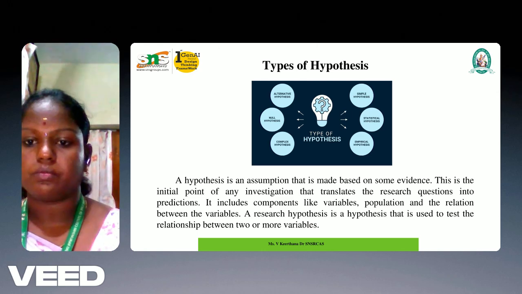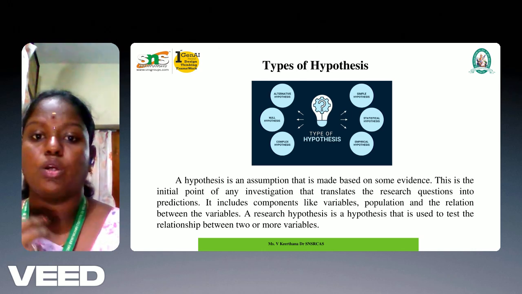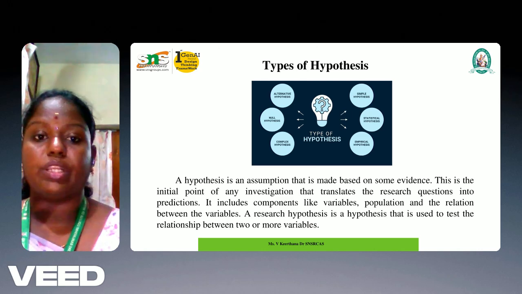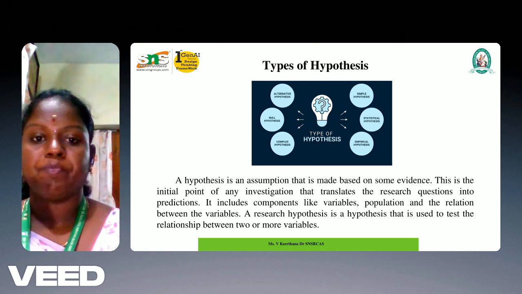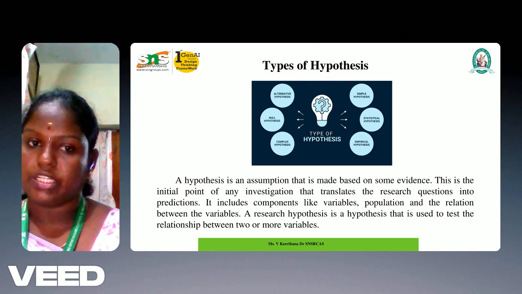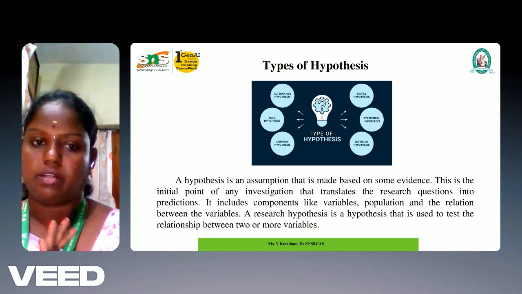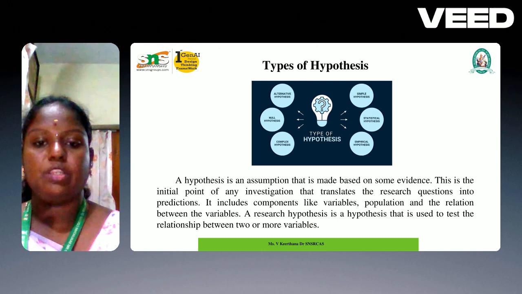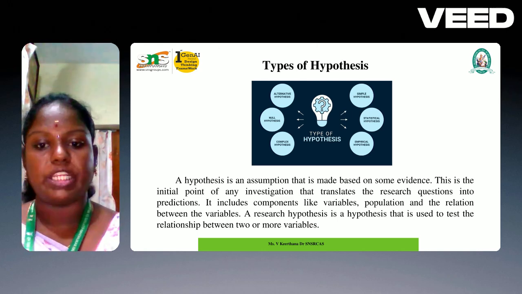Okay. Next is complex hypothesis. It shows the relationship between two or more dependent variables and two or more independent variables. Simple means one independent variable and one dependent variable. But in complex hypothesis, it shows the relationship between two or more dependent variables and two or more independent variables.